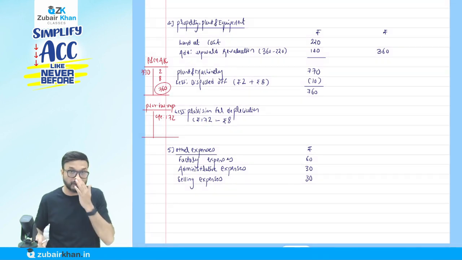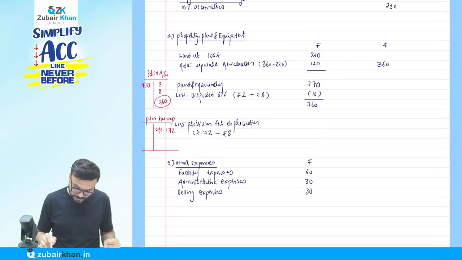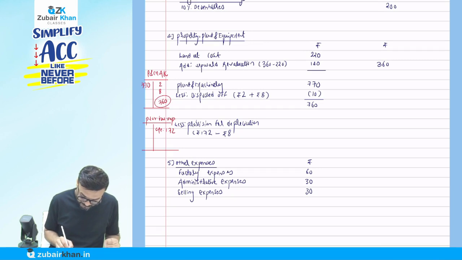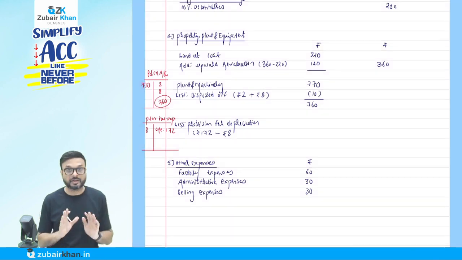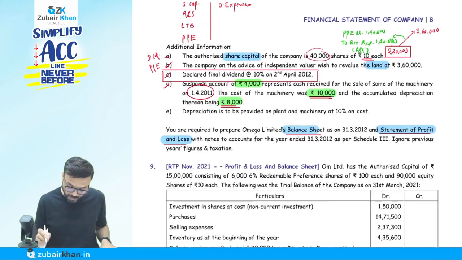This 172. In our entry that year, we have debited the provision for depreciation account by how much? 8,000. So we will debit it here, we debit here by 8,000. You got the point? 8,000. I will write down the closing balance, but understand there's one more adjustment.